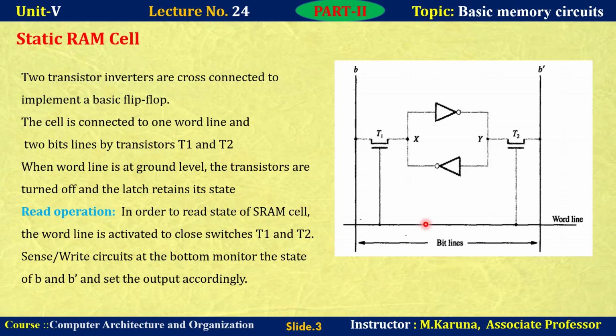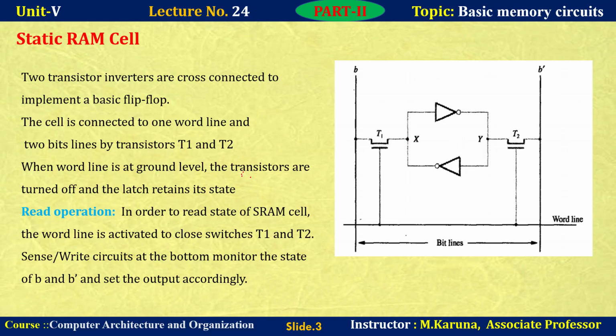When this word line is activated, then transistors T1 and T2 will become on. When this word line is at ground level, the transistors are turned off. That means the latch retains its state. Let us assume the memory cell is in state 1.